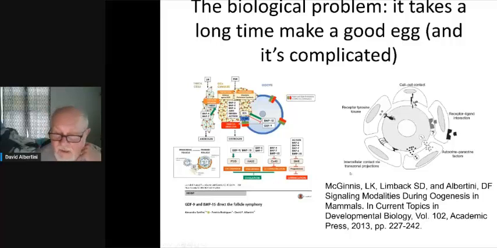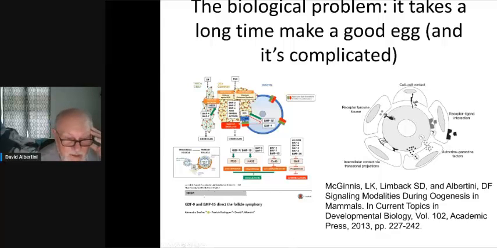So, not so easy to get a handle on, but it does appear that the biological problem that we're dealing with is it takes a long time to make a good egg, and it's complicated. So here are two ways of looking at this, the repertoire of factors that go into building an oocyte initially, and then maintaining its interactions with the follicles over the long period of folliculogenesis.